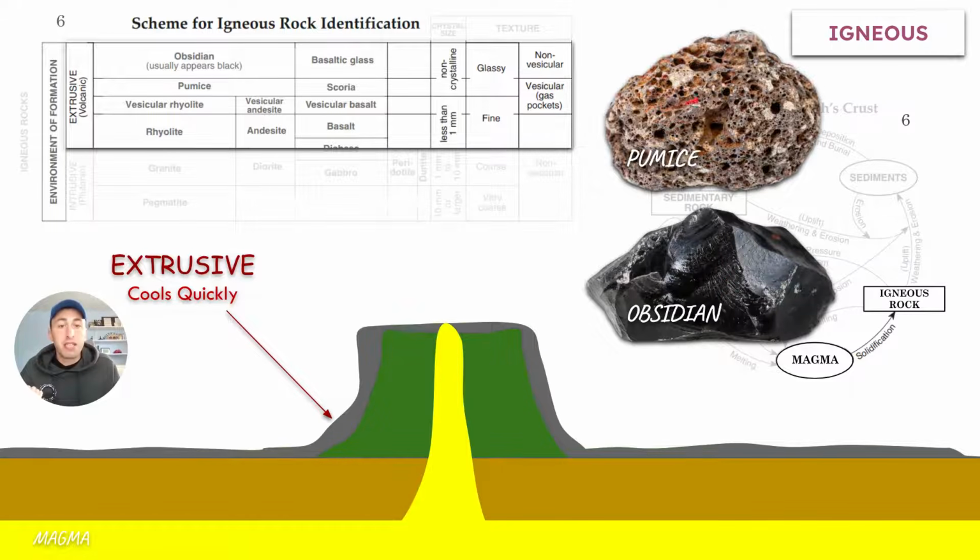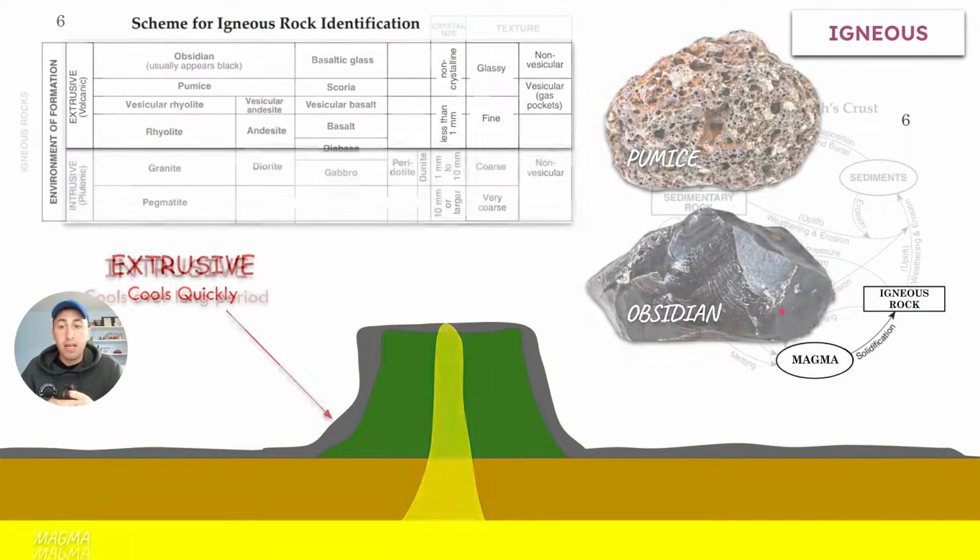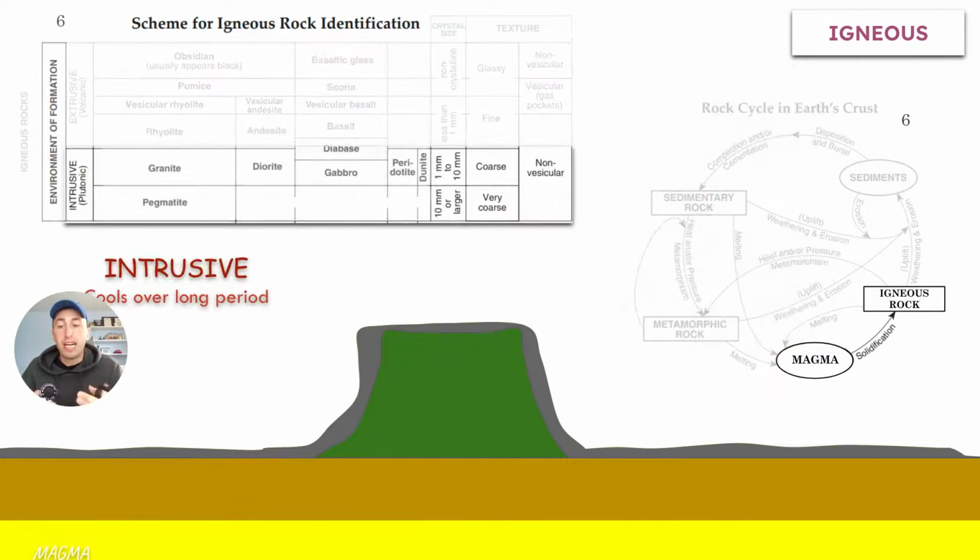Or it could have these vesicular, you see vesicular, which is gas pockets, because it bubbled and then it solidified so quickly that the bubbles didn't have time to fill in, and therefore you have these bubbles in the rock. So if you see bubbles in the rock, or you see this glass-like structure, that would be an igneous rock.